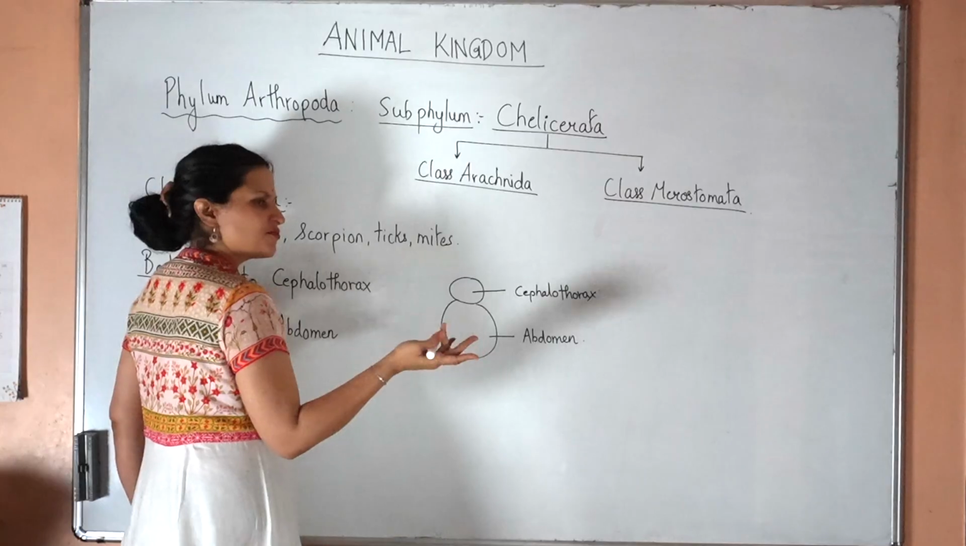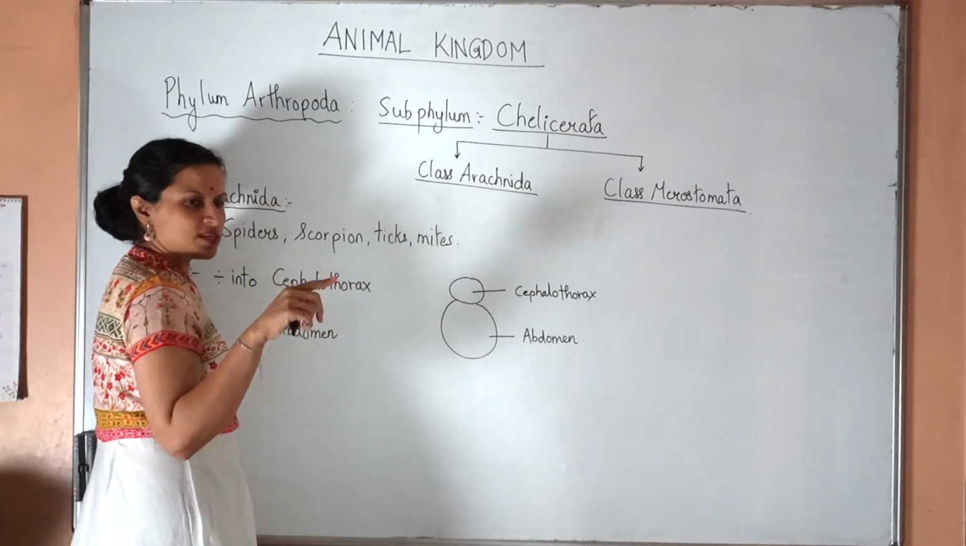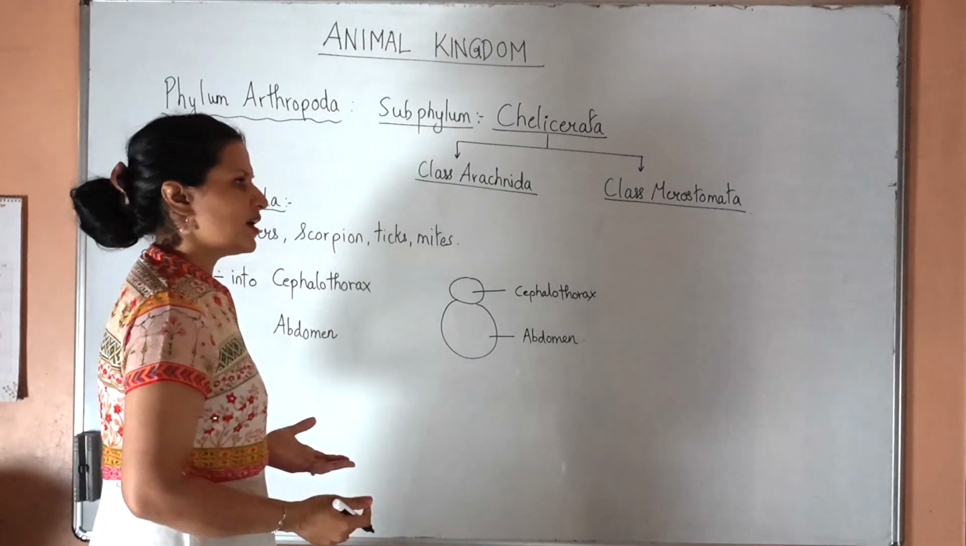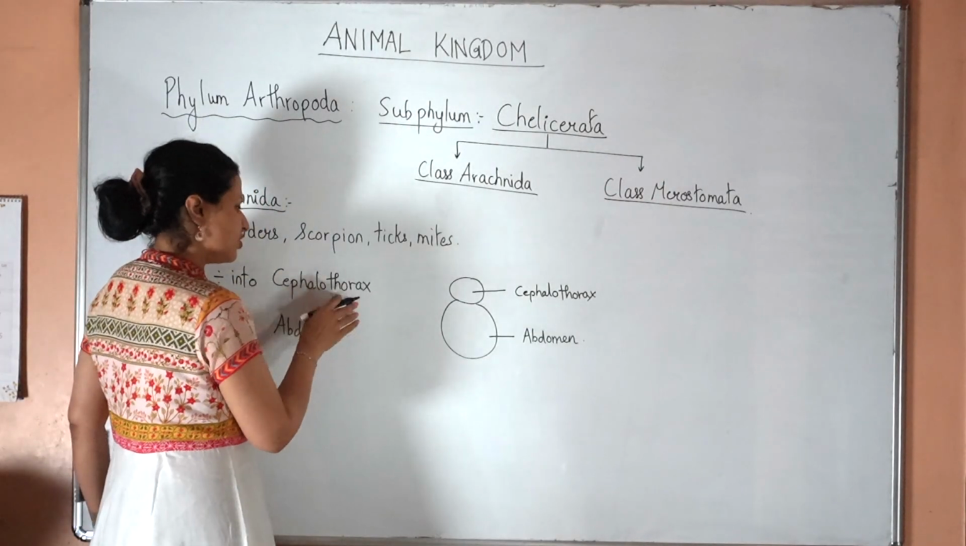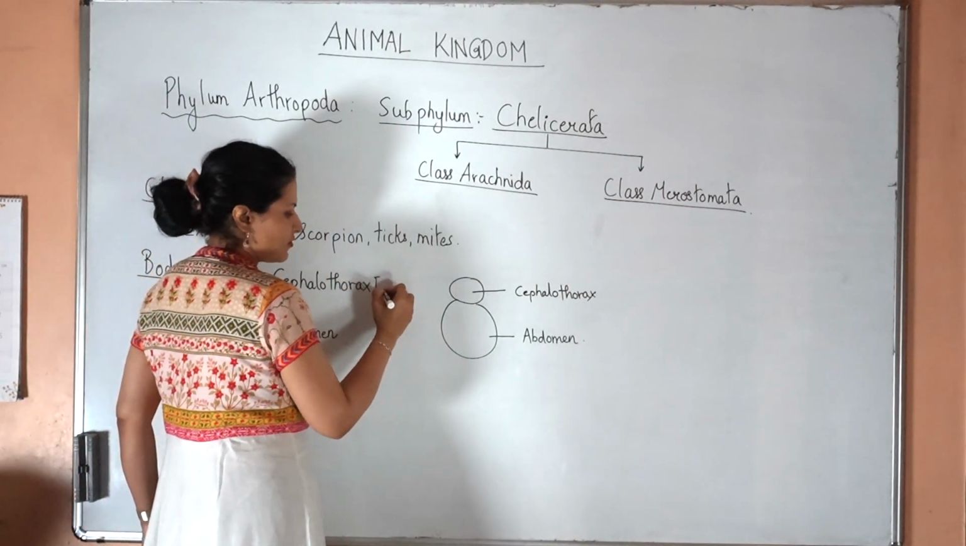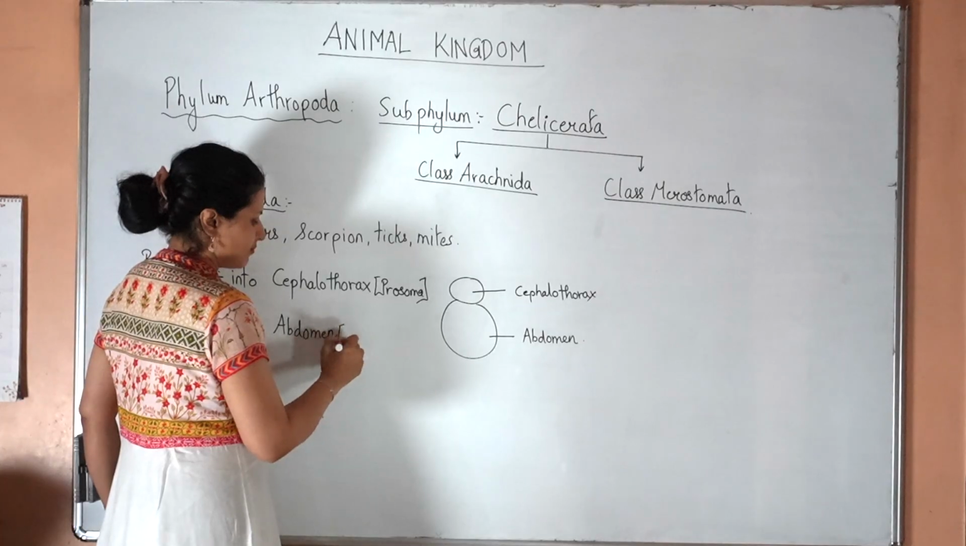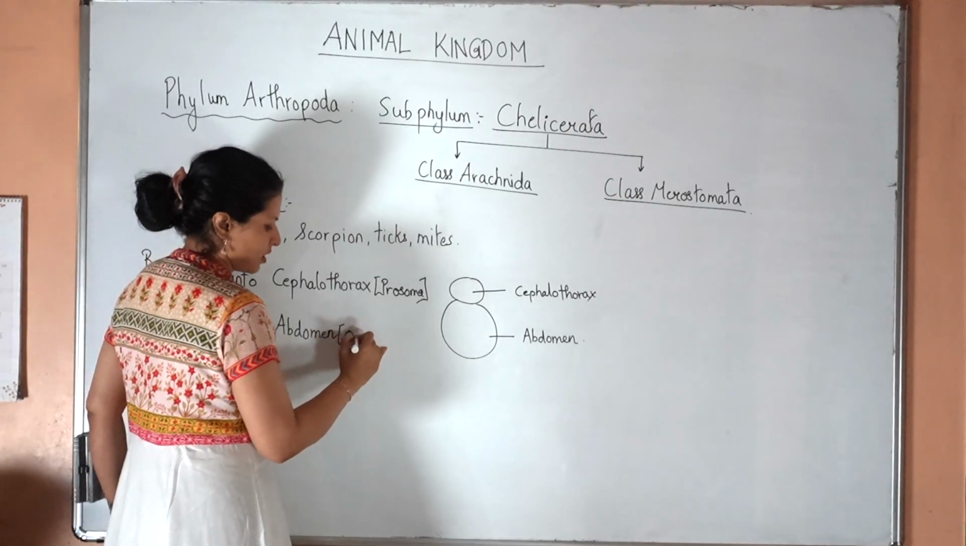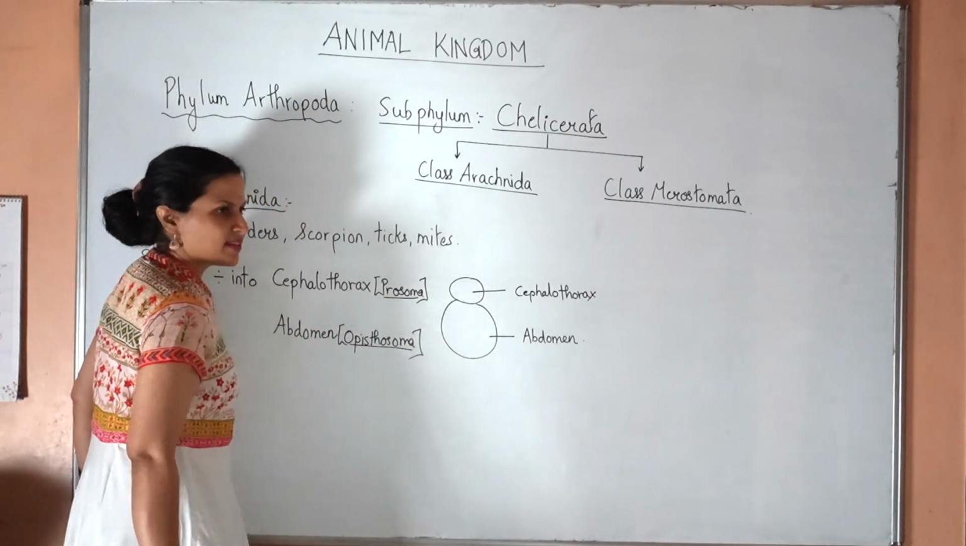The cephalothorax is different from that of the crustaceans. The appendages and the arrangement will be different. So the cephalothorax of arachnids is specifically called prosoma and the abdomen is called opisthosoma. These names are specific for arachnids only.